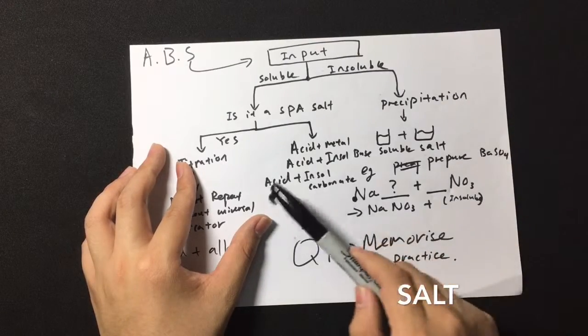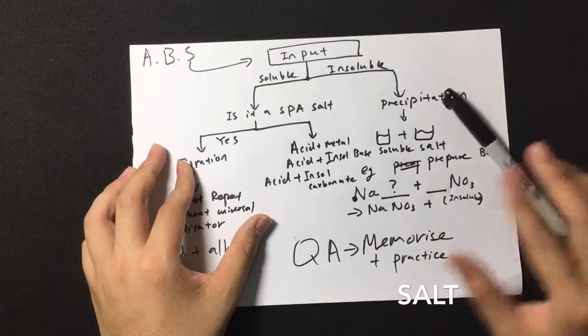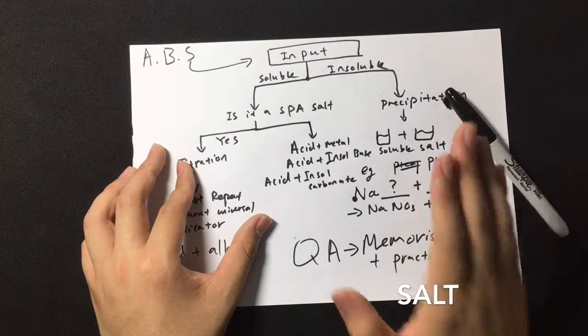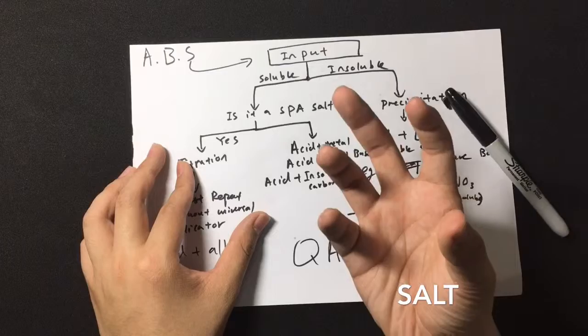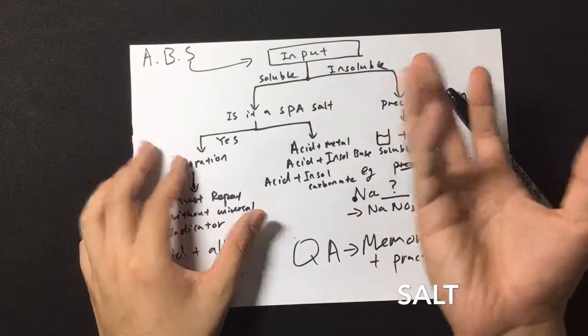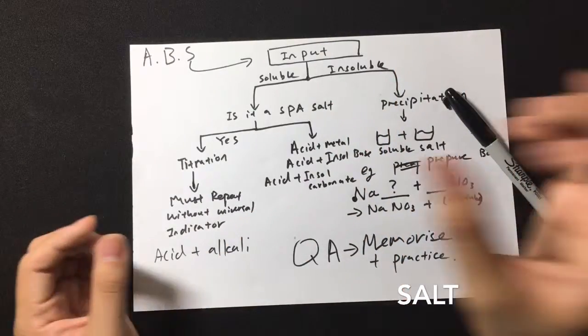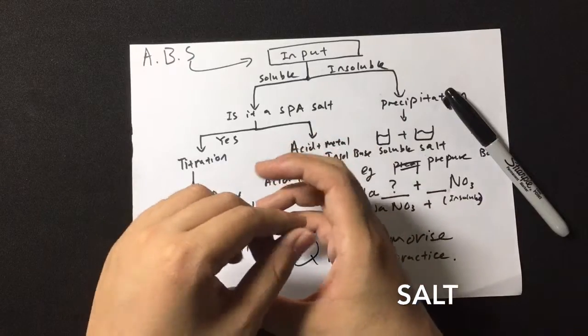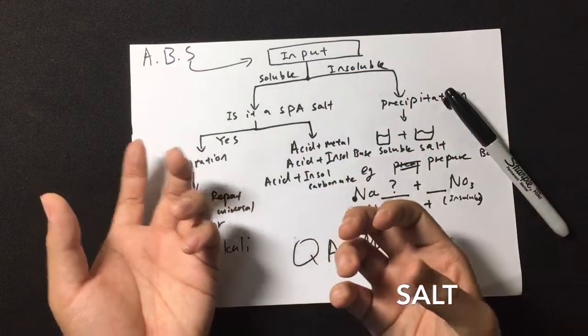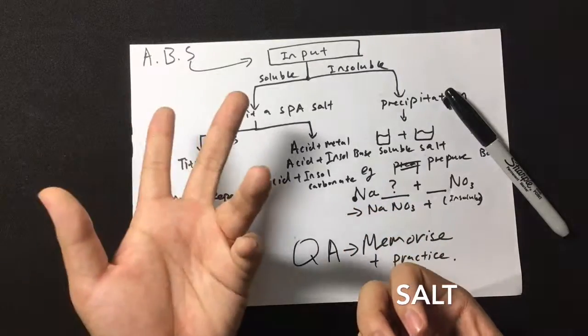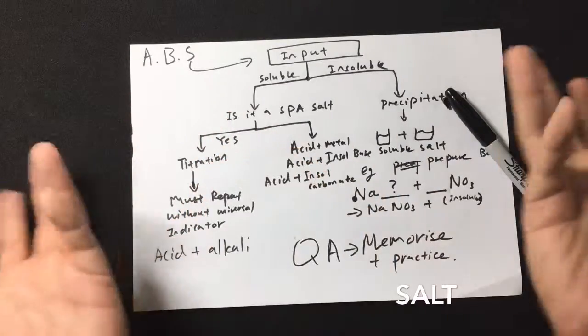Personally, I suggest using acid plus insoluble carbonate. It works for all soluble salts that are not a spa salt because all the carbonates are insoluble except spa carbonate. So it's very easy and straightforward. So basically you put the piece inside, let the reaction settle, then you're going to filter it, get the solution out, then heat it until it saturates, let it cool and press dry, and you're done.